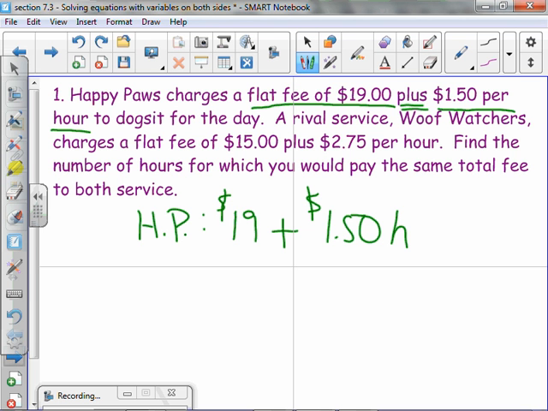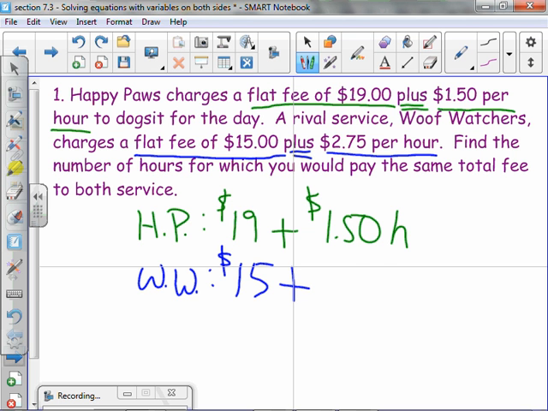Okay. Now I'm going to read my next sentence. A rival service, Wolf Watchers, so WW, is going to charge a flat fee of $15 plus $2.75 per hour. So notice it starts off a little cheaper for the flat fee, but the hourly fee is going to be more. So we write that $15, that's our flat fee, no variable with that, plus $2.75 for each hour, so times H.